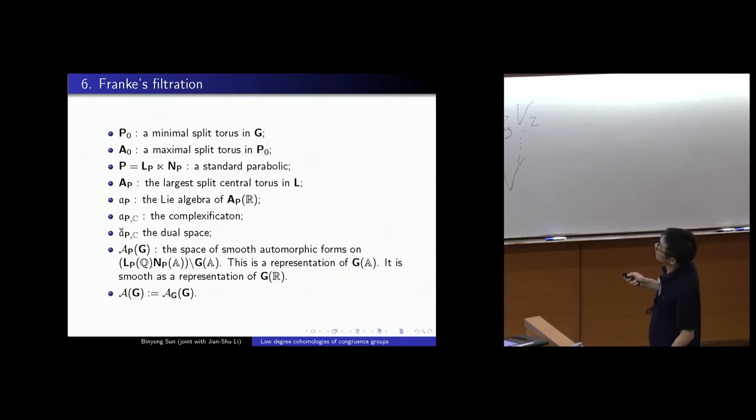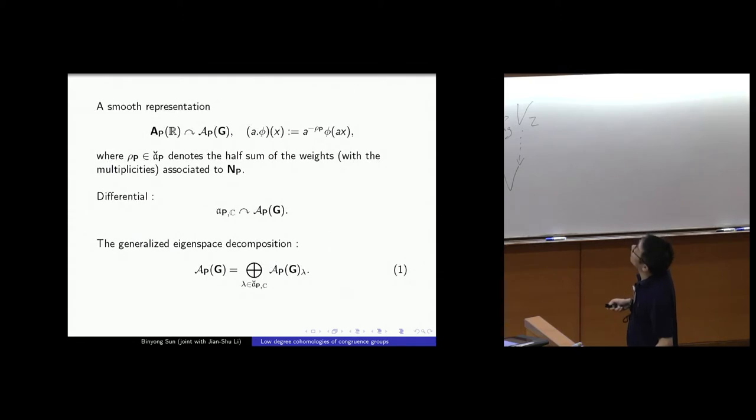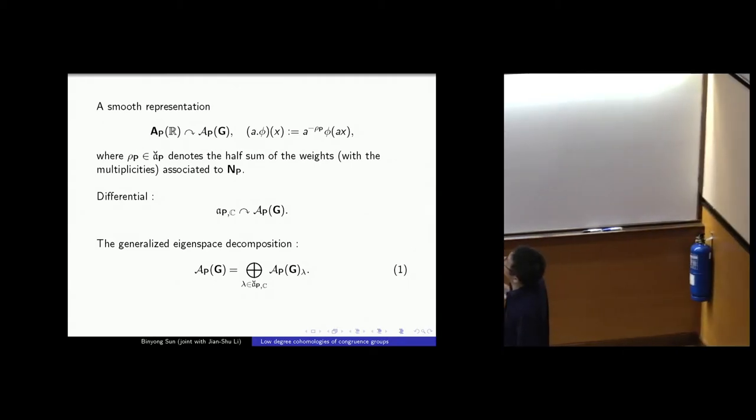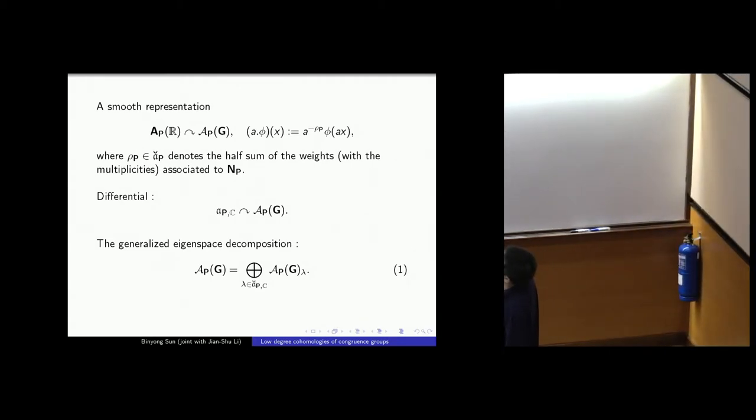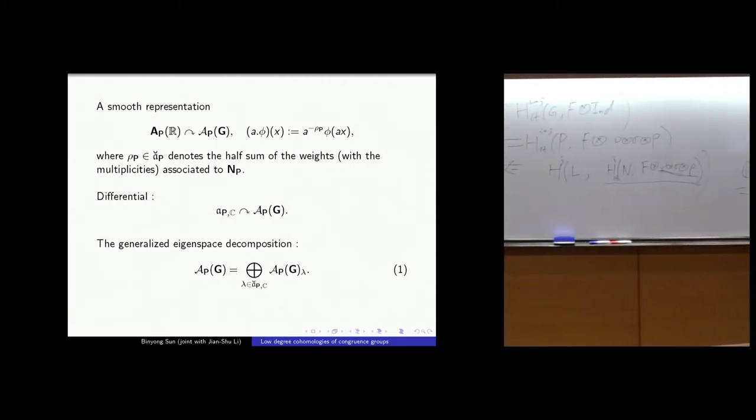For abbreviation, A(G) is just A_G(G). So this is the space of smooth automorphic forms. For this space, we have a representation of A_P(R) by this formula. Here, rho_P denotes the half sum of the weights. So this representation differentiates to a representation of its complexified Lie algebra.